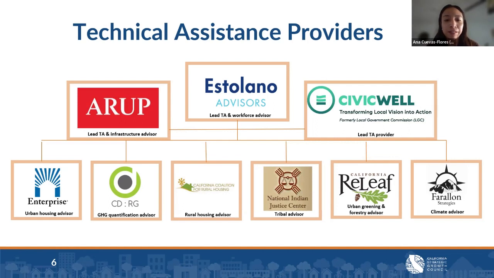Estolano, as well as Arab and CivicWell, make up the larger TA lead team. And on the broader technical assistance team, we have a group of more specialized technical assistance providers, including Enterprise, CDRG, California Coalition for Rural Housing, National Indian Justice Center, California Relief, and Fair Law Strategies, all with specialized assistance within housing, tribal organizations, urban housing, and climate adaptation and resilience.